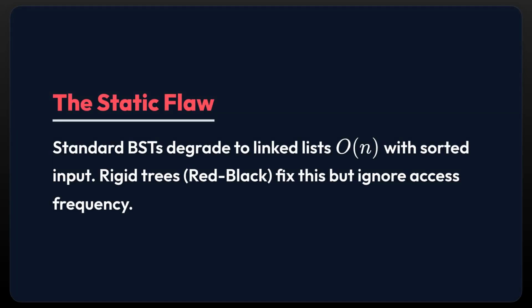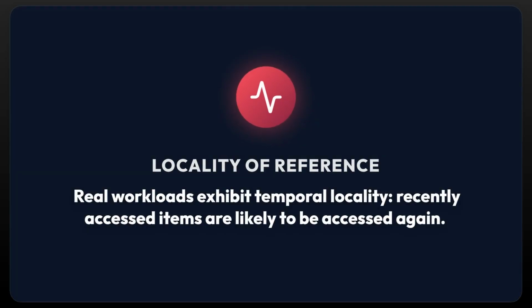A standard binary search tree has a fatal flaw. If you insert sorted data, it degenerates into a linked list, causing linear access time. Rigid structures like red-black trees fix this by enforcing balance invariants. However, they treat every piece of data as equally important, expending energy to balance nodes that may never be accessed again. This static approach contradicts empirical reality.